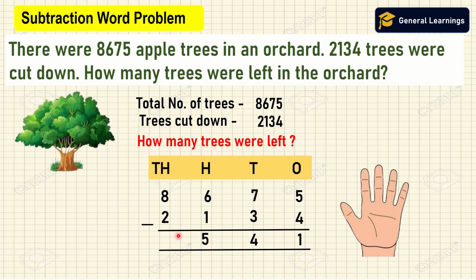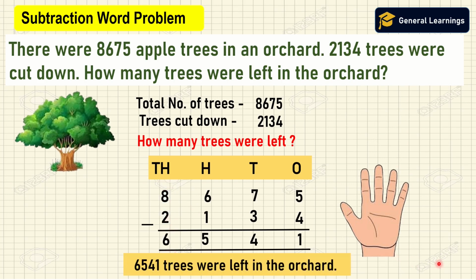Next, we need to subtract the digits in the thousands place. So we need to keep 8 in our mind. Before 8 is 7, 6. So 8 minus 2 is 6. So 6,541 trees were left in the orchard.